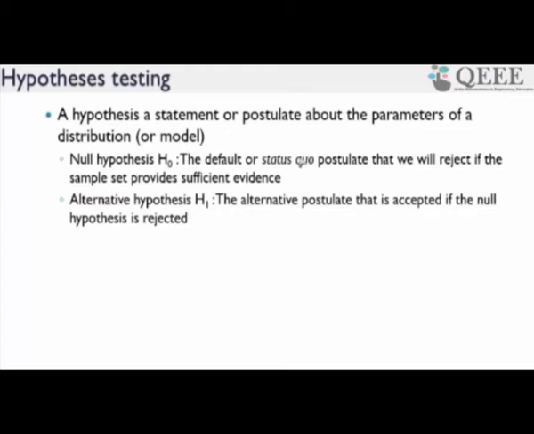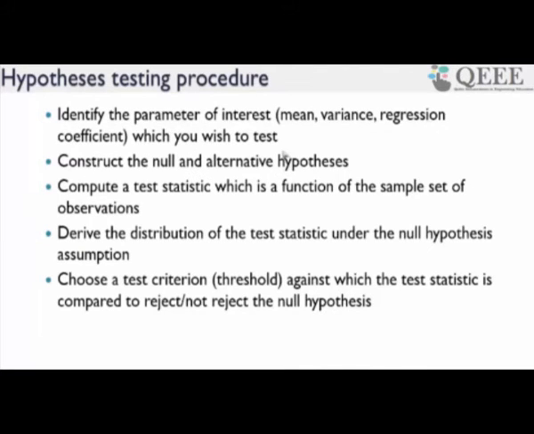Now there is another hypothesis which is the alternative hypothesis H1. This is the hypothesis that is accepted if the null hypothesis is rejected. Again, the null hypothesis is rejected if you have sufficient evidence, and once we have that evidence, then the alternate hypothesis is what is accepted. So in general, the hypothesis testing procedure goes through this kind of sequence.